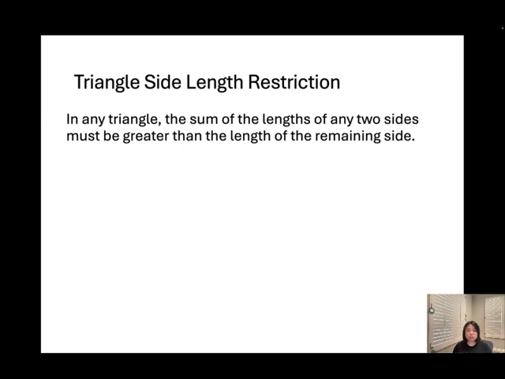Triangle side length restriction. In any triangle, the sum of the lengths of any two sides must be greater than the length of the remaining side.